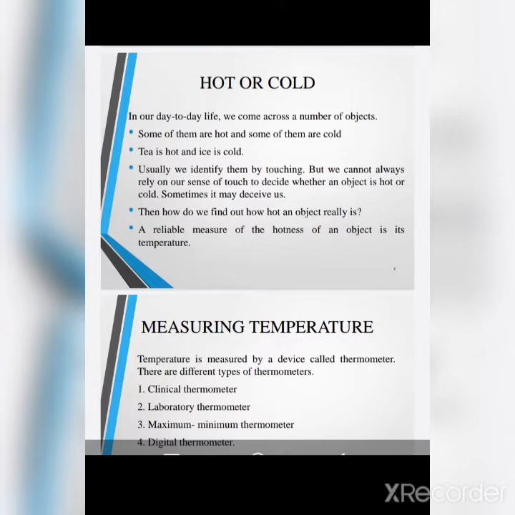A reliable measure of hotness of an object is temperature. The degree of hotness or coldness of an object is known as temperature. How can we measure temperature? Temperature can be measured by using a device called a thermometer. There are different types of thermometers: clinical thermometer, laboratory thermometer, maximum minimum thermometer, and digital thermometer.